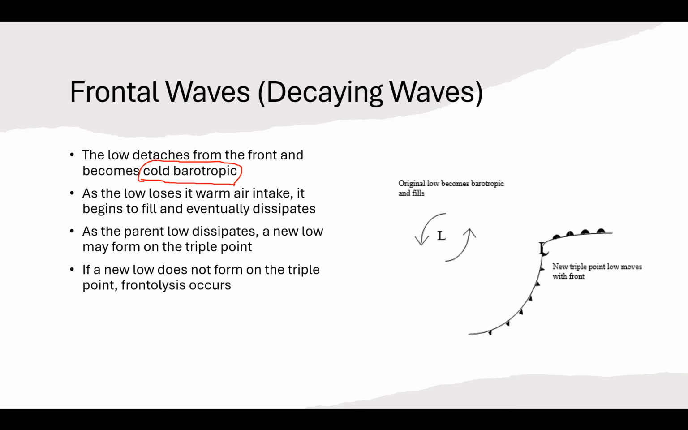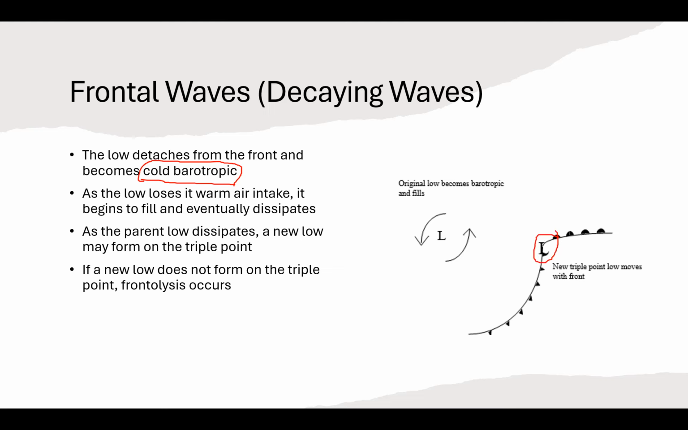Cold, as far as coldest temperatures are near the center, and barotropic, we no longer have temperature advection or air masses mixing. It's the same air mass throughout. And as that low pressure loses its warm air intake, the surface low, that surface wave, begins to fill and eventually dissipate. And as the parent low dissipates, a new low may form right here along the triple point.